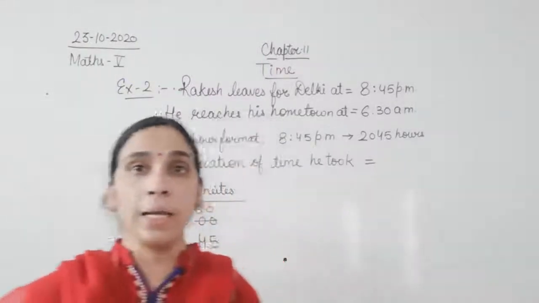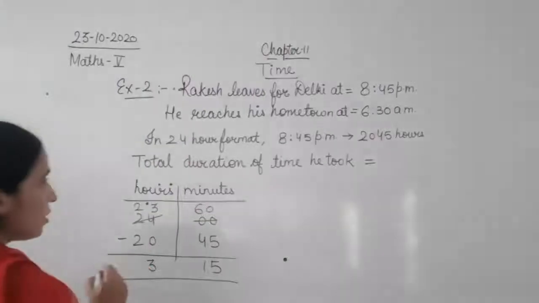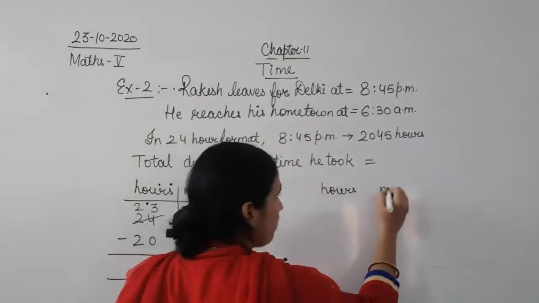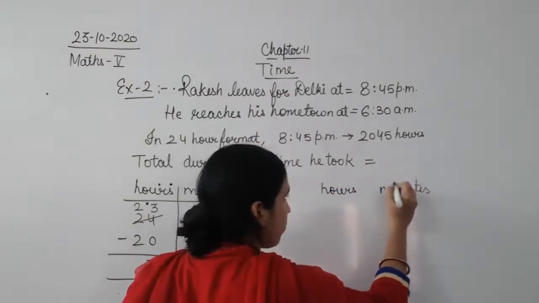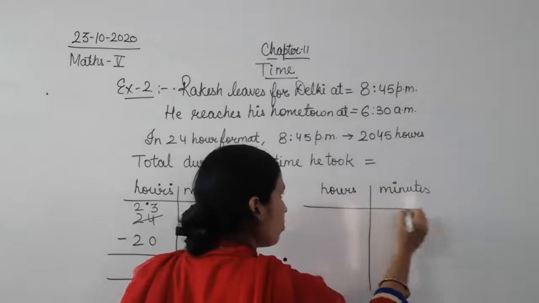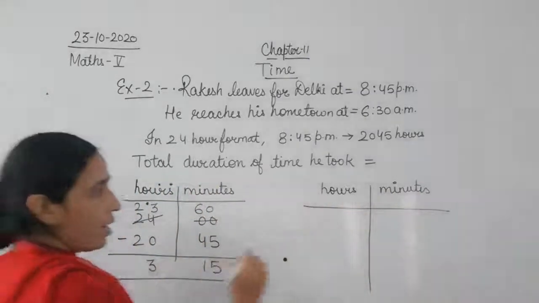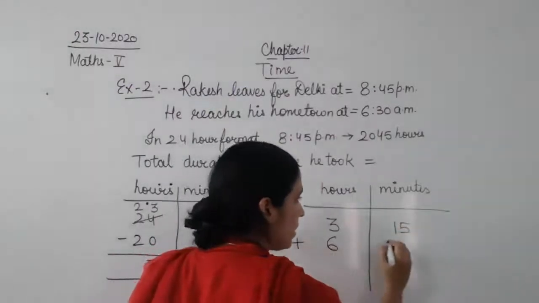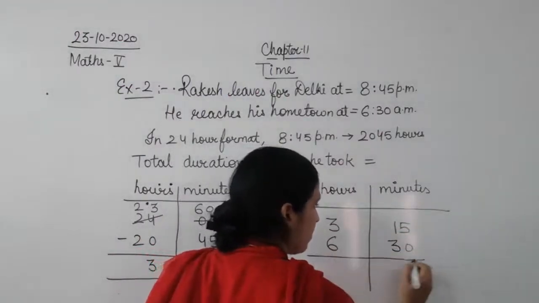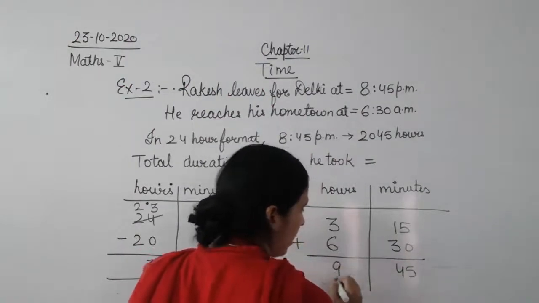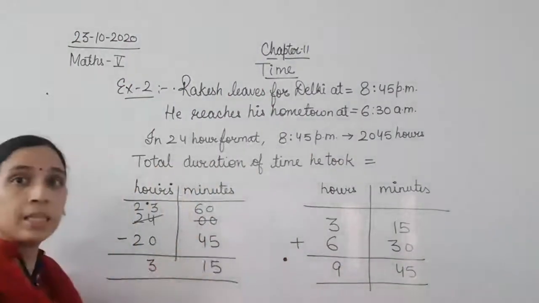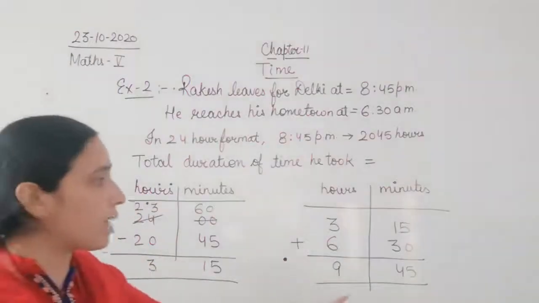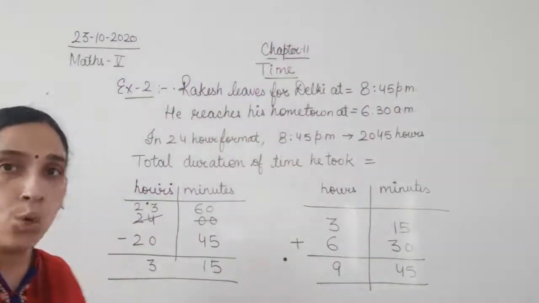So the total time taken by Rakesh is, what is the total time taken by Rakesh? We'll write here hours and we'll write here minutes. This is the second part of your question. What will we do with this duration? 3 hours 15 minutes of the first day plus 6 hours 30 minutes of the second day. So what is the total here? 9 hours 45 minutes. This is the total time duration which was taken by Rakesh to reach his hometown.